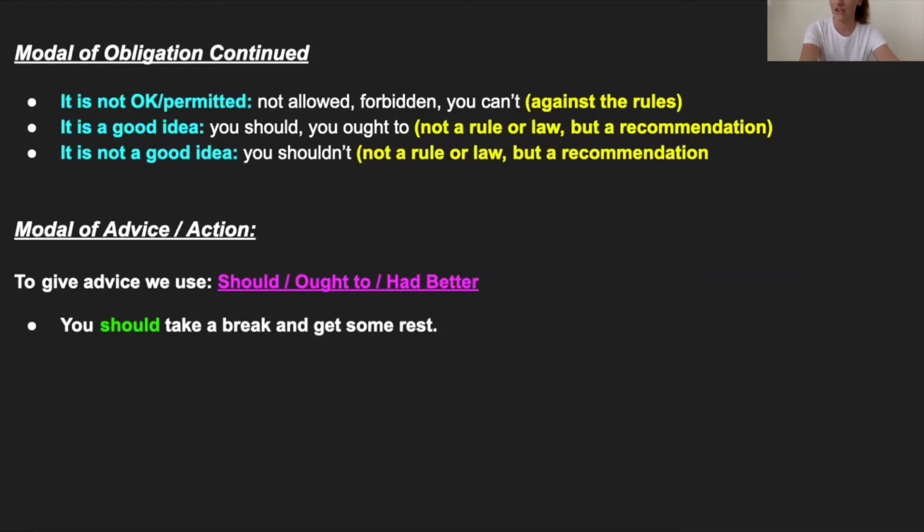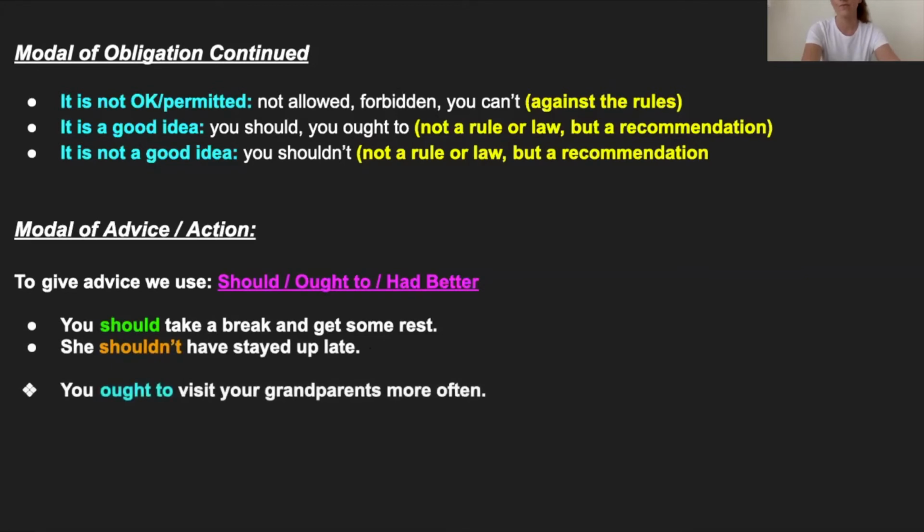Can you think of your own sentence for ought to? Excellent. You ought to visit your grandparents more often. The negative of should, we'll go back to this one, is you shouldn't. She shouldn't have stayed up late.